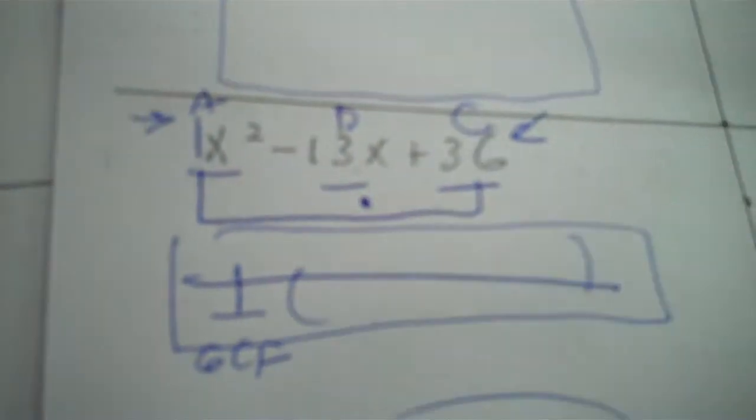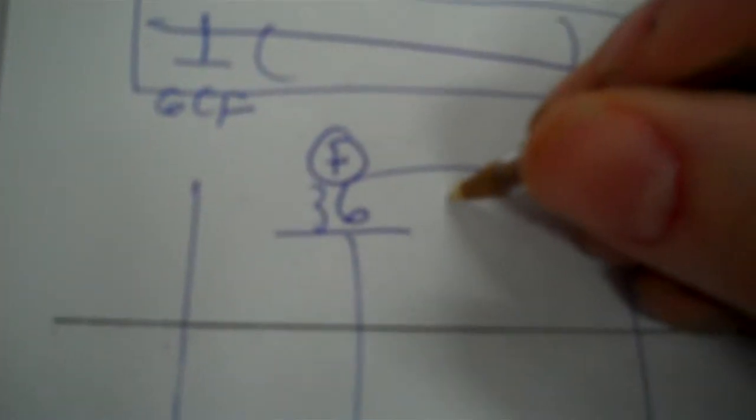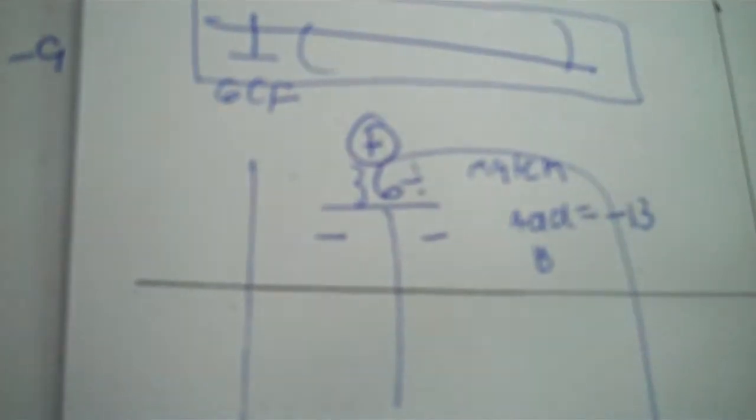ABC. I take the A times the C. What's 1 times 36? 36. And it's positive 36. When I take 1 times 36, it's positive 36. So I have to find 2 factors of positive 36. Well, again, that's a match. The factors have to match. We have to add to what the B is, which is negative 13 this time. Negative 13. So I put in 2 signs that match. Negative, negative.